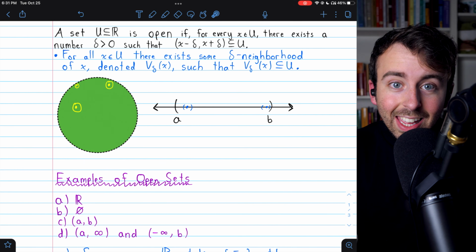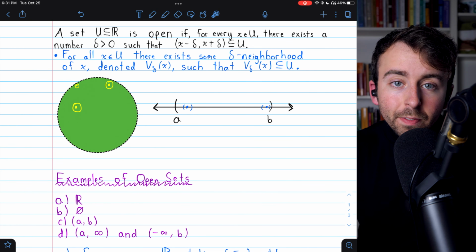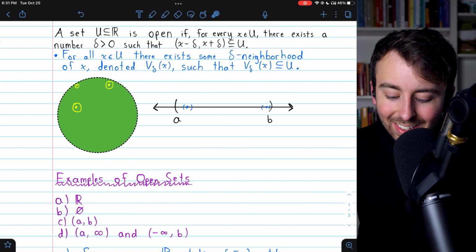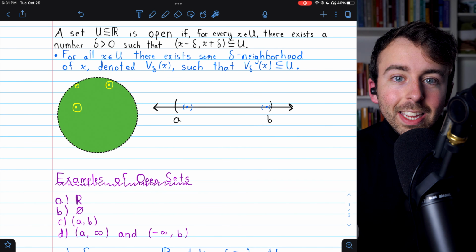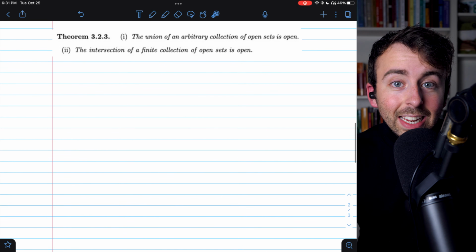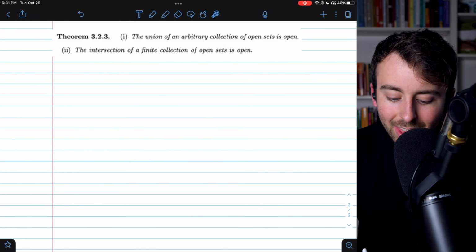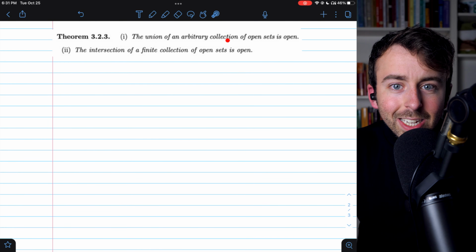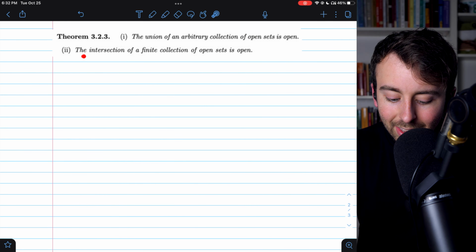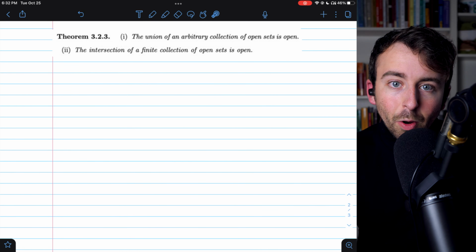So that's it. Again, we say that a set is open if every element of the set has some open interval around it that is still contained entirely in the set. Next time, we're going to talk about unions and intersections of open sets. We will prove this theorem, that the union of an arbitrary collection of open sets is still open, and similarly, the intersection of a finite collection of open sets is open too.